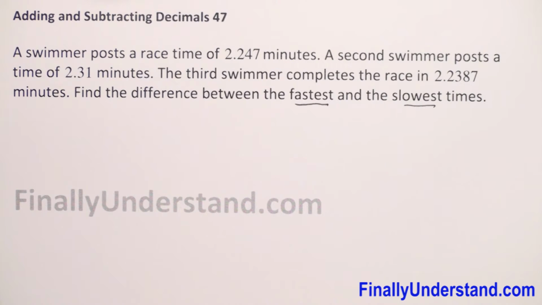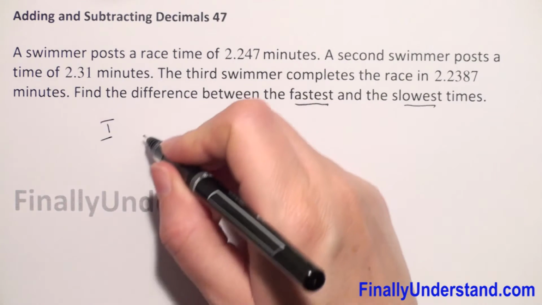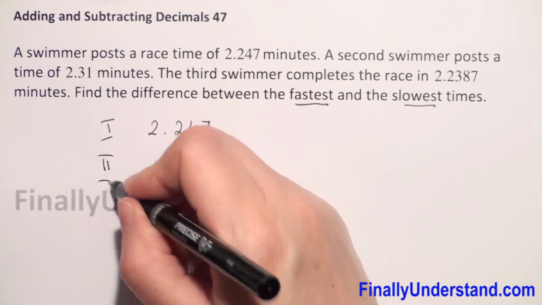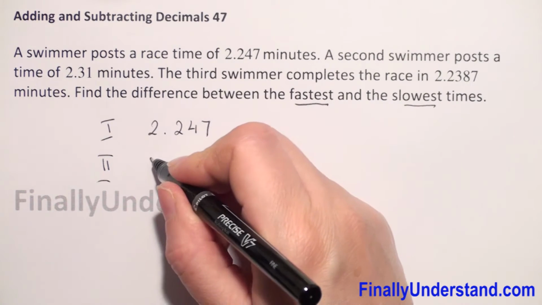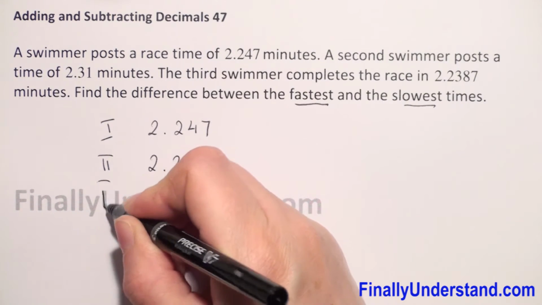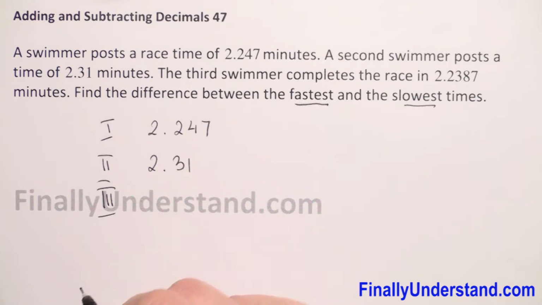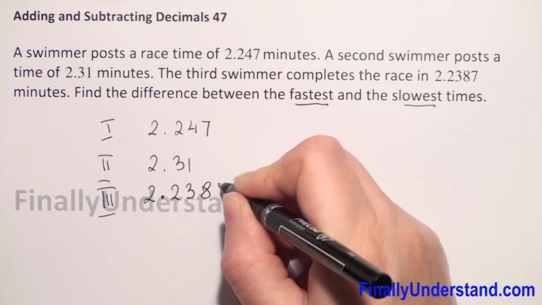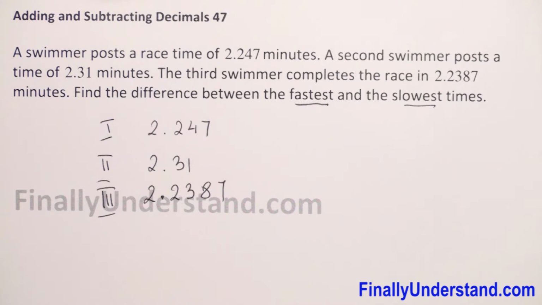First, we need to find the fastest and the slowest times. So let me rewrite the times first. The first swimmer has time 2.247. The second, 2.31, and the third is 2.2387.